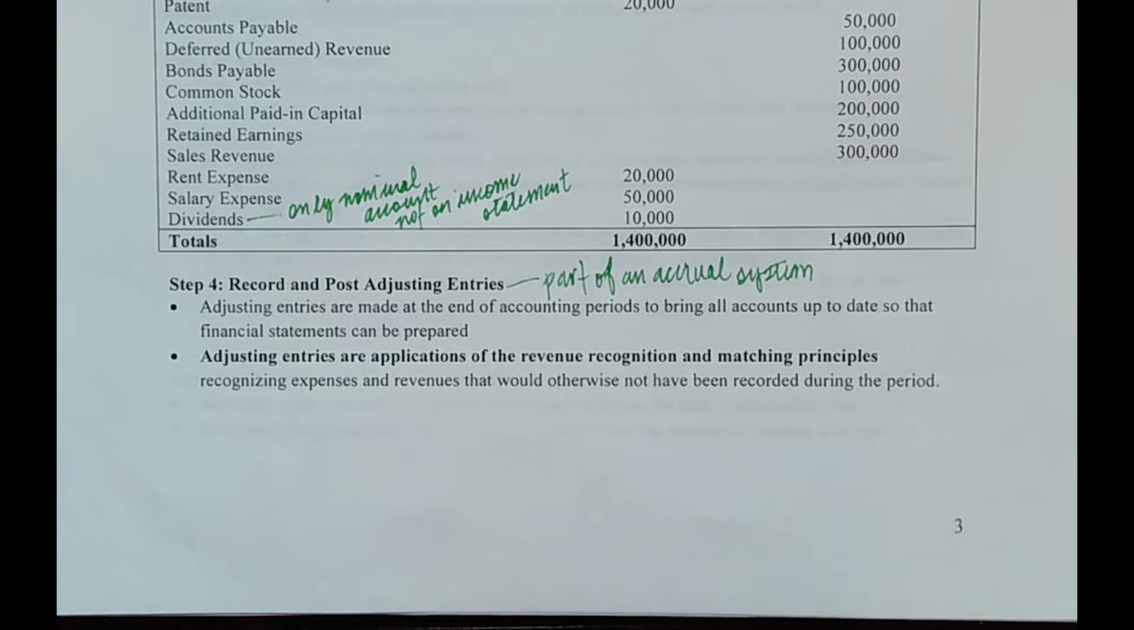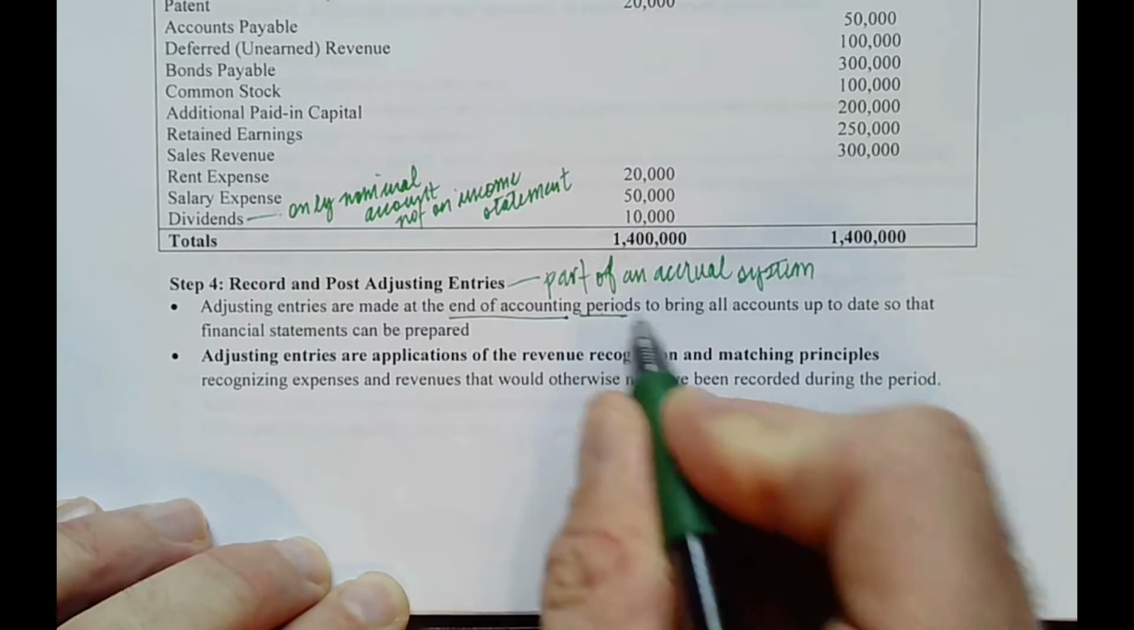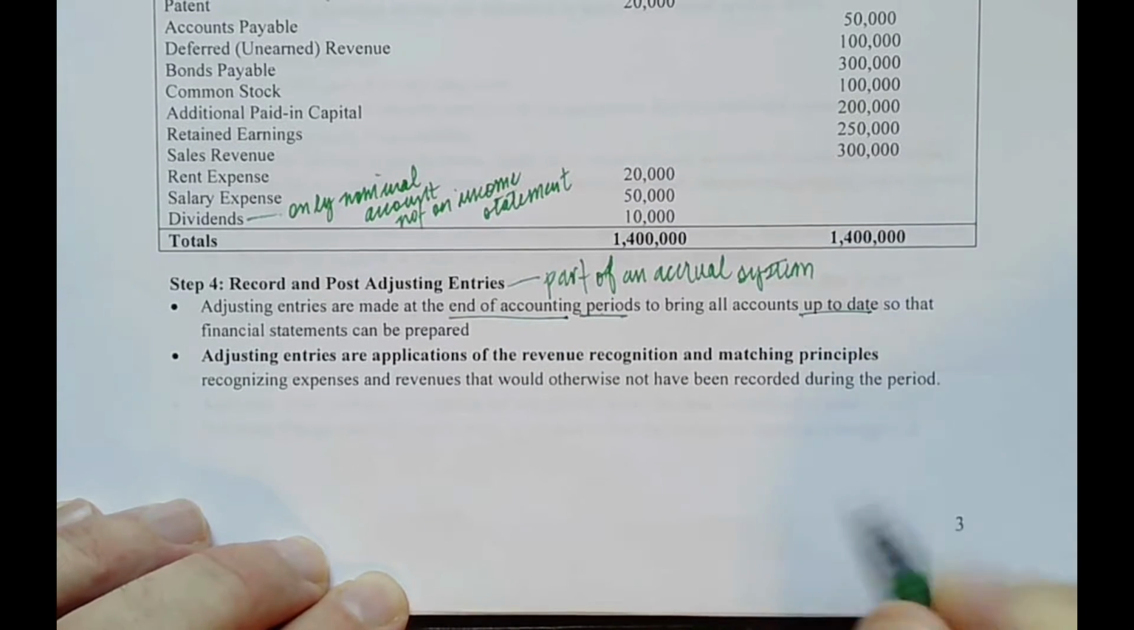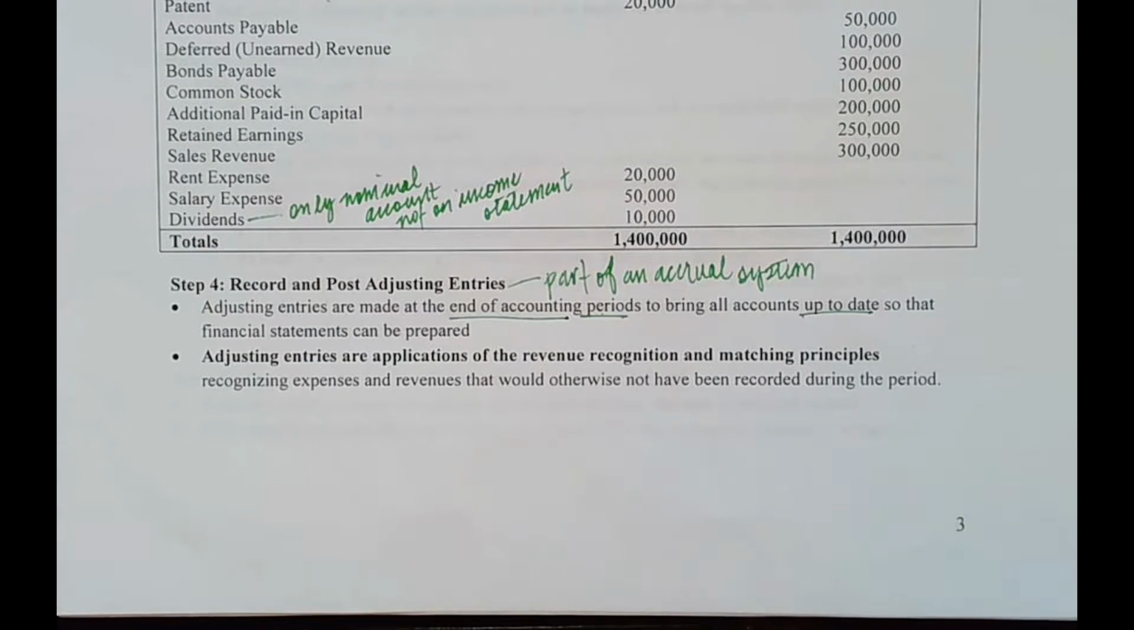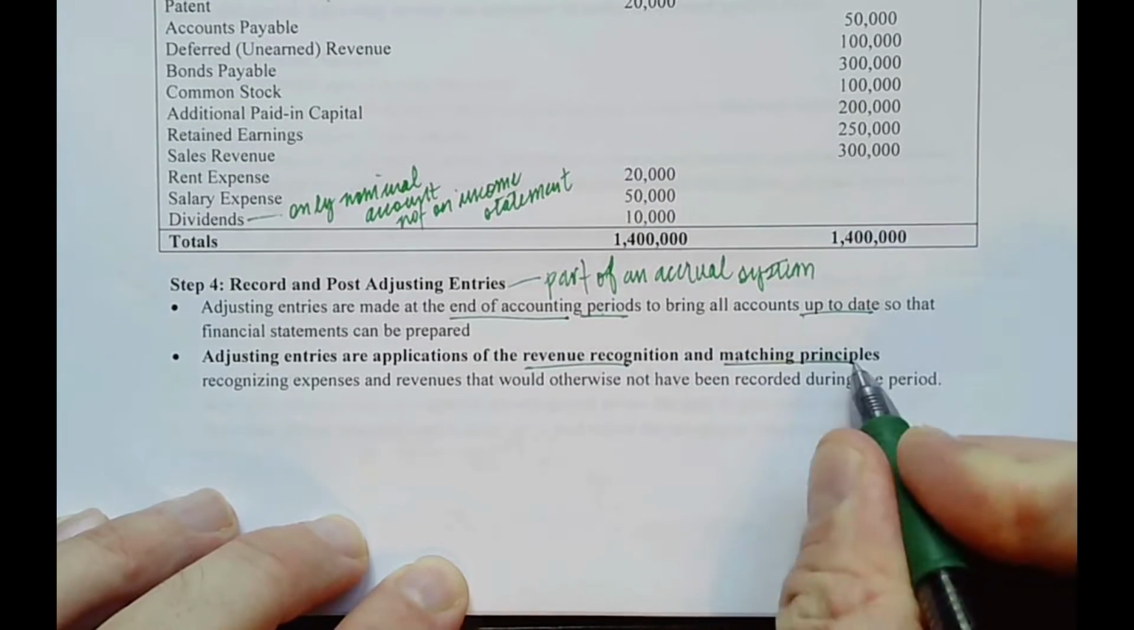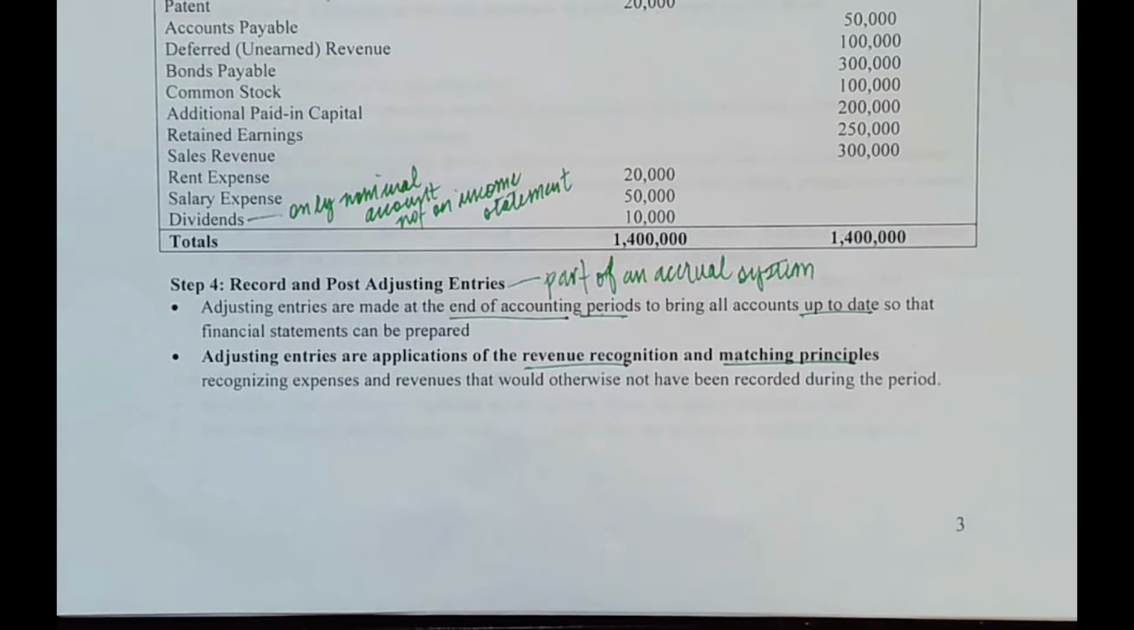So adjusting entries are made at the end of an accounting period to bring all the accounts up to date so that financial statements can be prepared. The idea being that unless we have these adjustments made under an accrual system, we are missing key revenues and expenses that have not yet been recorded. Adjusting entries are applications of revenue recognition and matching principles, hence why I put so much emphasis on those in Module 1. The adjusting entries recognize expenses and revenues that would have otherwise not been recorded during the period.